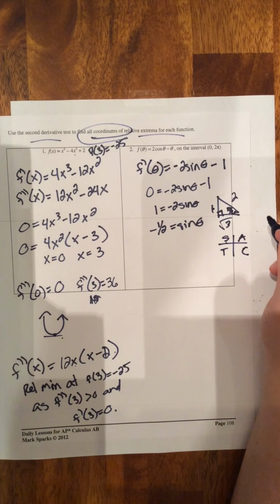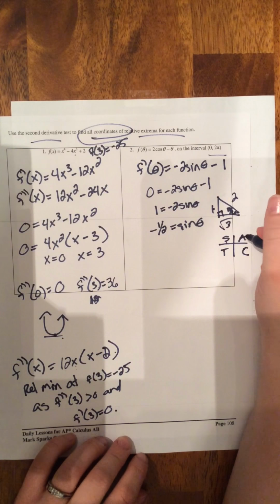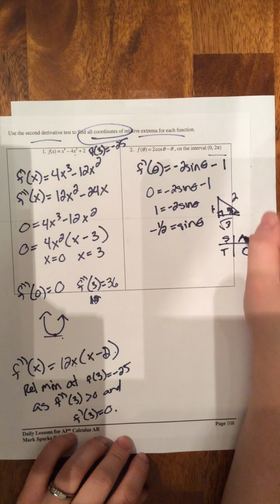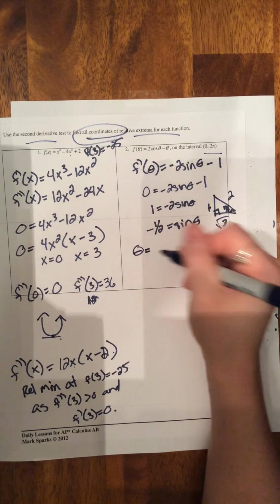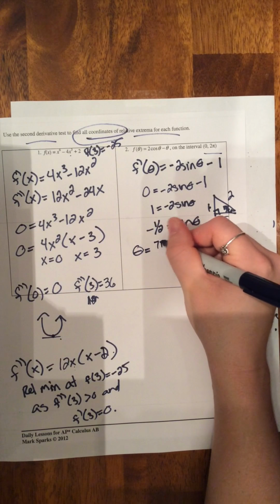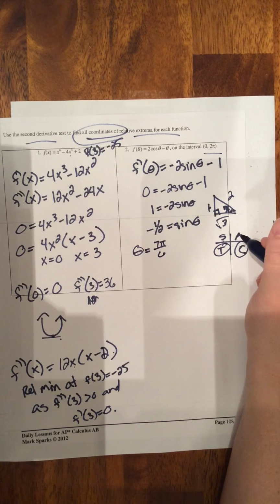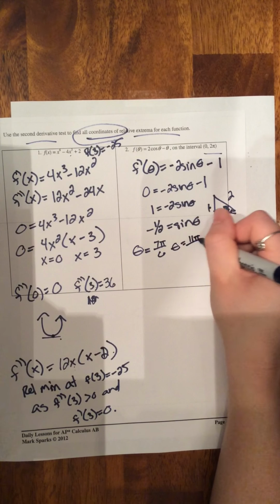So I need the places in the interval from 0 to 2 pi where this is going to be negative. I can see that all is positive, sine is positive, but here. So theta can be 2 different values. It could be 7 pi over 6, because that would put me in the third quadrant, or it can be 11 pi over 6.